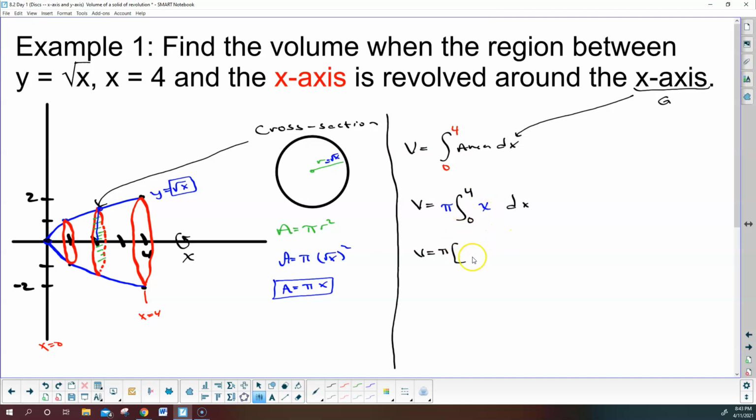So I'm going to take the antiderivative of x. Now we're going to go from 4 to 0, and then we'll plug in 4. I'm going to say we plug in 0, but plugging in 0 gives me 0, so I'm not going to write much. And I'm going to do most of this in my head. 4 squared is 16, half of 16 is 8. So the volume is 8. Nothing crazy there.